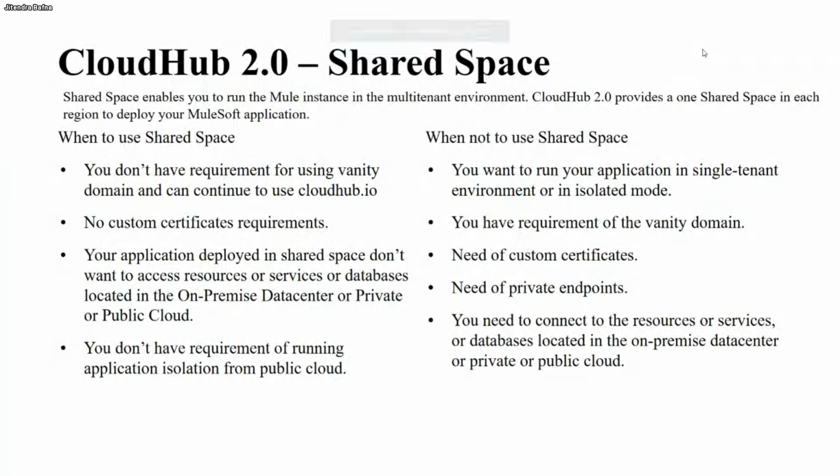Let's start with the shared space. Shared space is similar to the one in CloudHub where we are not running the application in a private space. Basically, it's not running the application in our own isolated network. A shared space is a space where you can run the Mule application in a multi-tenant environment. CloudHub 2.0 provides one shared space in each region to deploy your application. So if you have 12 regions, you can select in which region you need to deploy the application, and it will automatically deploy the application in that particular shared space.